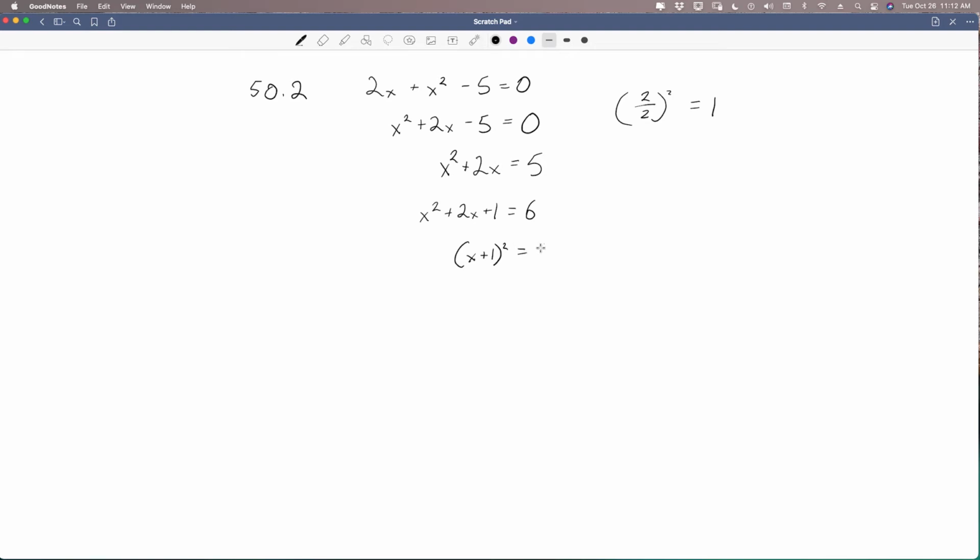That equals 6. We're going to unsquare this side. That cancels. So x plus 1 equals plus or minus the square root of 6. Subtract 1 from both sides. Negative 1 plus or minus the square root of 6. That's your answer.